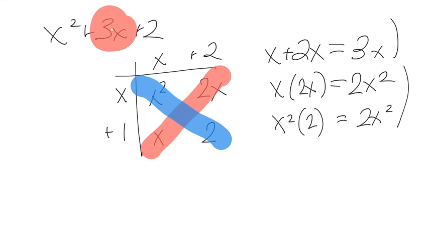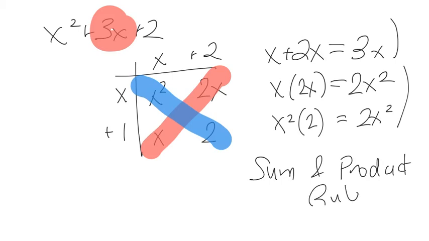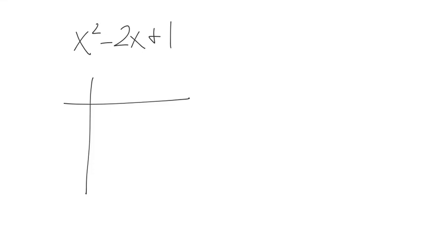So this is called the sum and product rule. Okay, and I'm going to use this going forward without so much of the algebra tiles. I'm going to go through a couple more examples, two more examples, to show you how these sum and product rules are going to work.